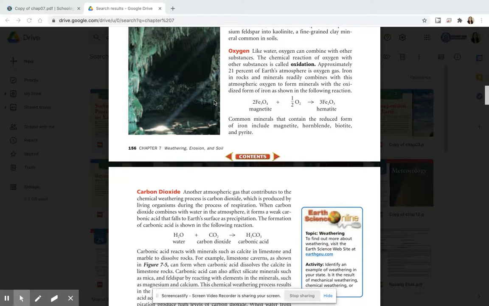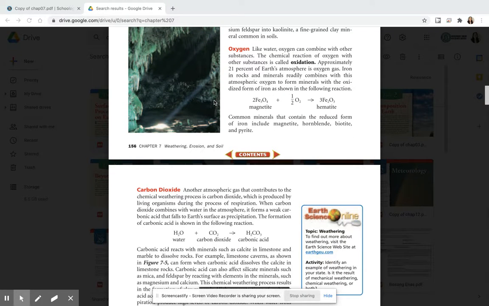Oxygen. Like water, oxygen can combine with other substances. The chemical reaction of oxygen with other substances is called oxidation. Approximately 21% of Earth's atmosphere is oxygen gas. Iron in rocks and minerals readily combines with atmospheric oxygen to form oxidized minerals. An oxidized form of iron is shown in the following reaction. Common minerals that contain the reduced form of iron include magnetite, hornblende, biotite, and pyrite.